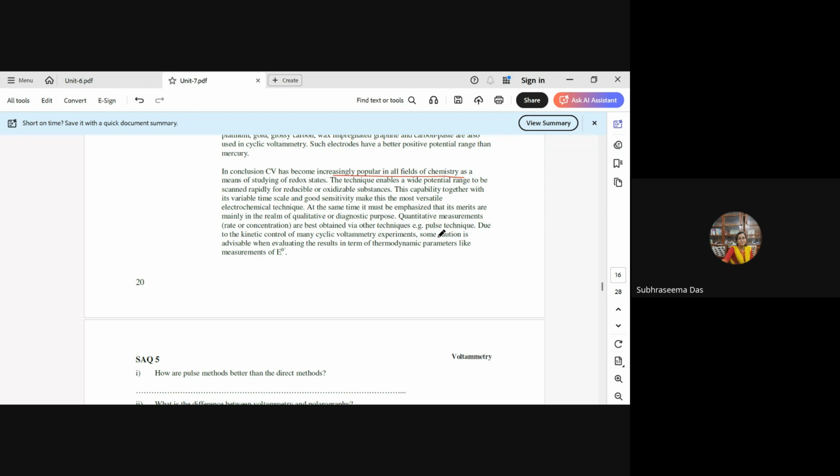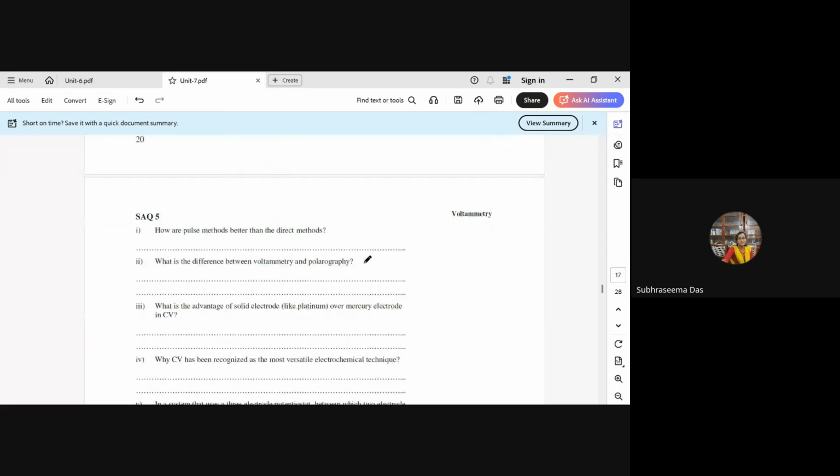At the same time, it must be emphasized that its merits are mainly in the realm of qualitative or diagnostic purpose. Quantitative measurements are best obtained via other techniques, that is the pulse technique. Due to the kinetic control of many cyclic voltammetry experiments, some caution is advisable when evaluating the results in terms of thermodynamic parameters like measurements of E0.